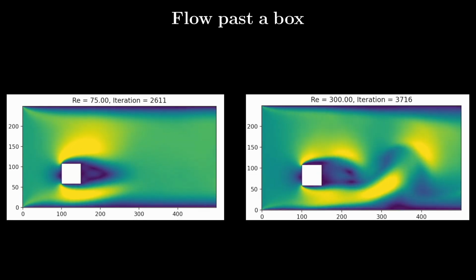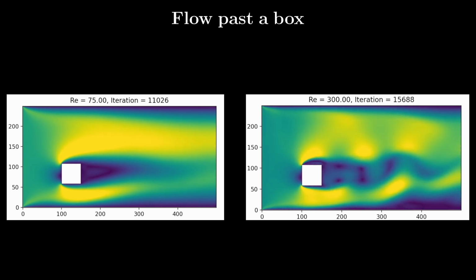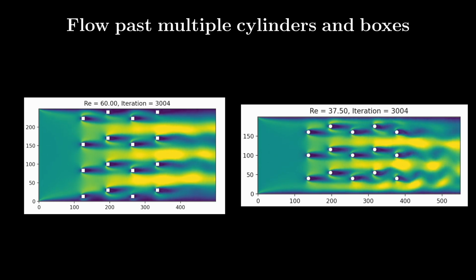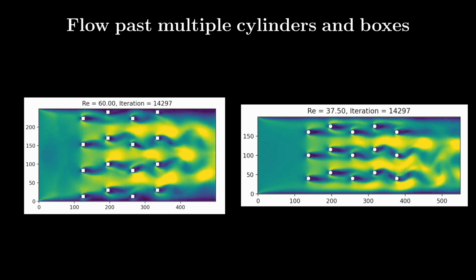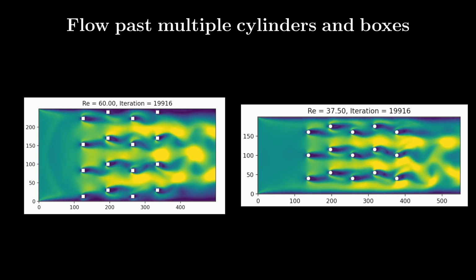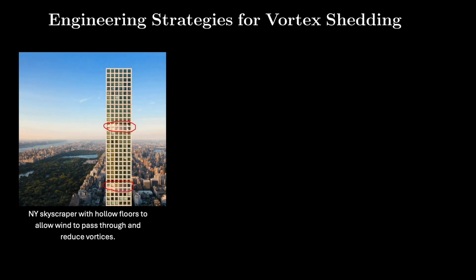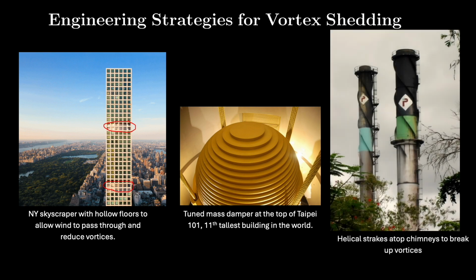However, this behavior is not limited to cylinders, as we find that it also happens for flow past rectangular geometries. When several cylinders or boxes are placed in a wind tunnel, oscillations constructively interfere and increase the relative velocity amplitude, even at low Reynolds numbers. This is a known problem for skyscrapers placed close together. To mitigate this effect, engineers often create hollow floors, use mechanical dampeners, or use helical strakes to break up vortices.